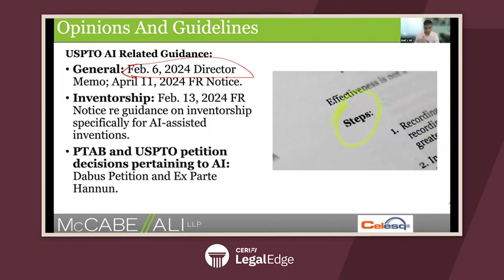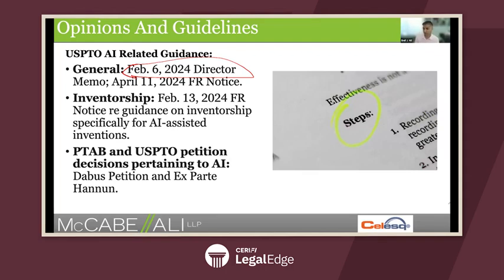37 CFR 11.18, which is that Rule 11, still applies. So if you're going to use AI, make sure to review it, make sure you understand it, and make sure it is in fact secure. One very important issue that I was nervous about before that memo came out was Rule 56. If I have information that I've gathered even through a Google search, that information could be material to patentability, and I might have to submit it to the USPTO.